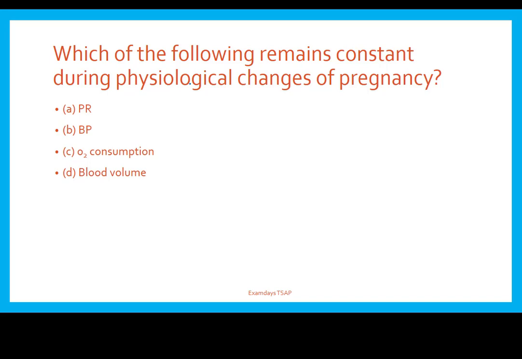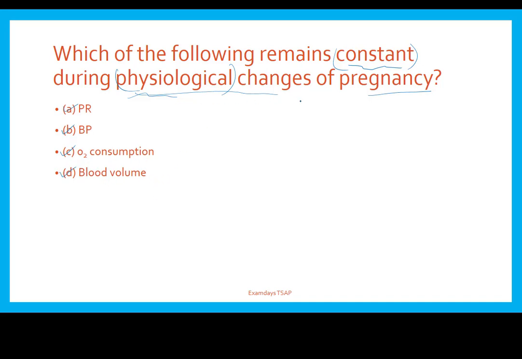Which of the following remains constant during the physiological changes of pregnancy? Which of the following remains constant, meaning it will not change? It will be the constant part during the physiological changes in pregnancy. The options are A, PR, B, BP, C, O2 consumption, D, blood volume.